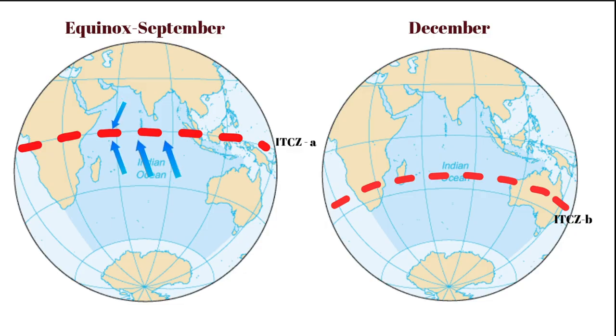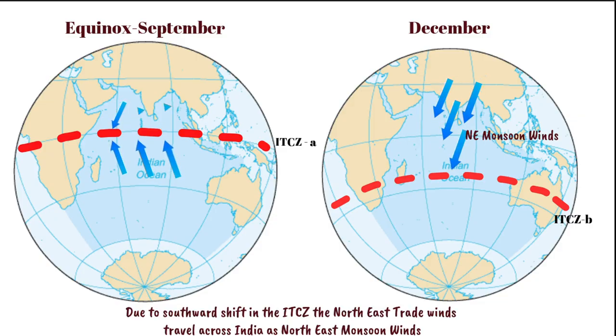The northeast trade wind, which was supposed to converge with the southeast trade winds along the equator, now has to travel across the entire Indian landmass and then meet the southeast trade winds in the southern Indian Ocean. But as the wind travels from land towards the sea, it carries very less amount of moisture.